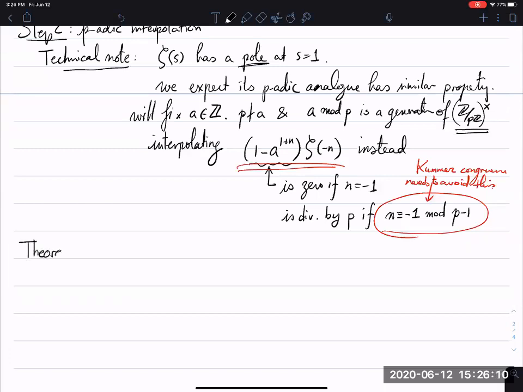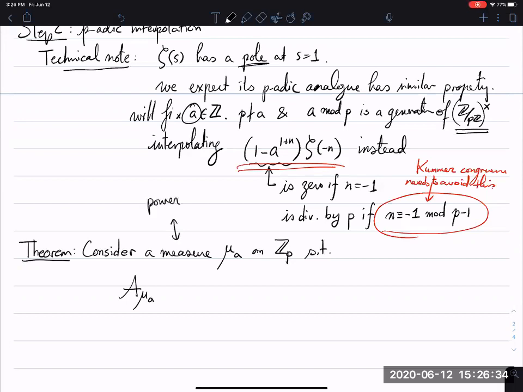I'm going to consider a measure, as I said in the previous lecture. It's kind of a summary of this. I want to consider a measure called mu_a on Z_p, because it depends on the choice of a, such that the Amice transform of mu_a, the measure corresponding to a power series, is equal to 1 over T minus a over (1+T)^a minus 1.